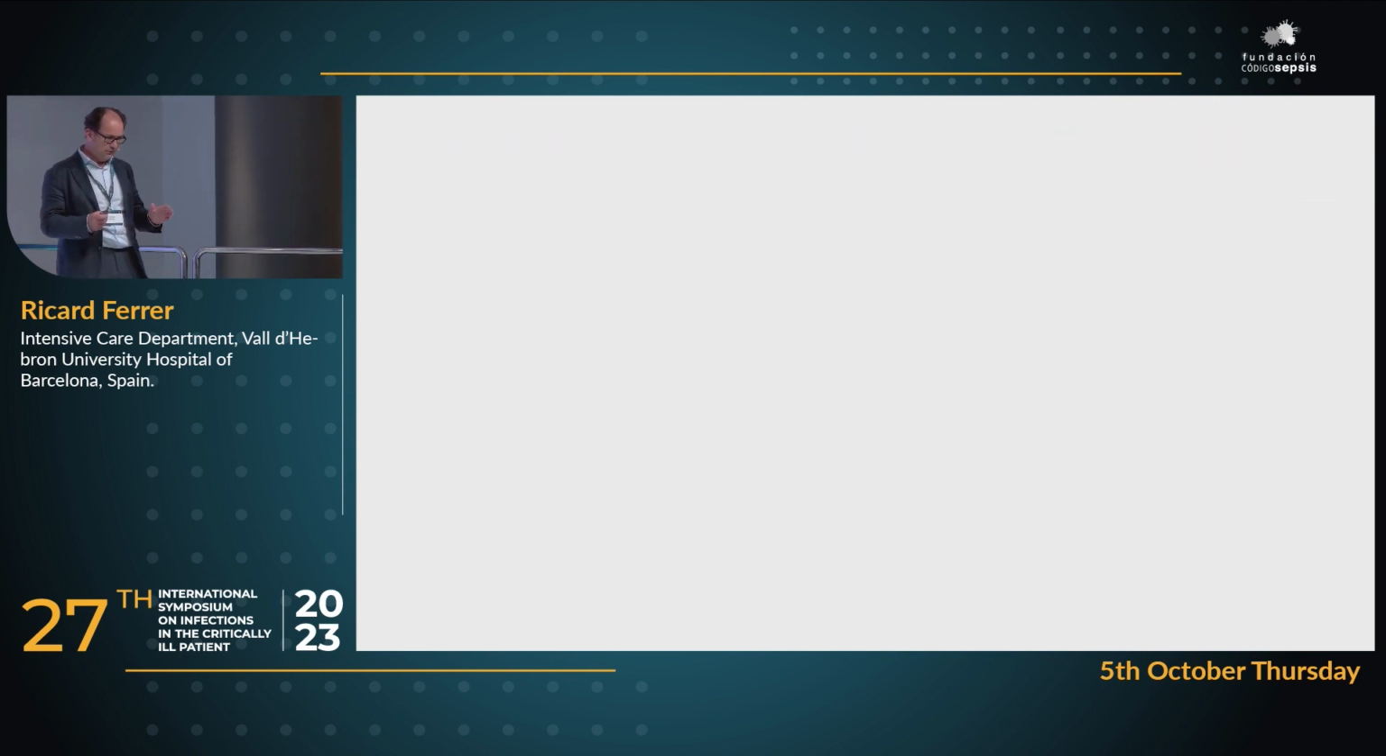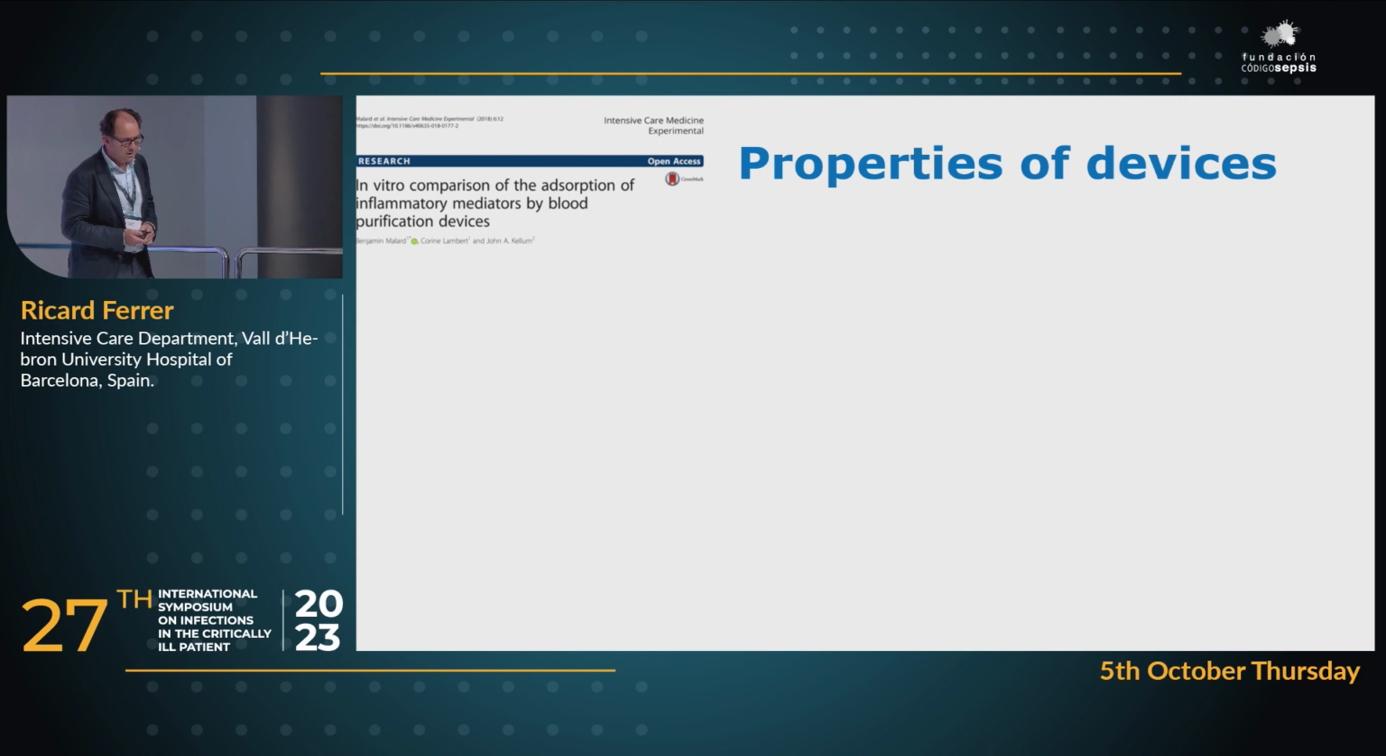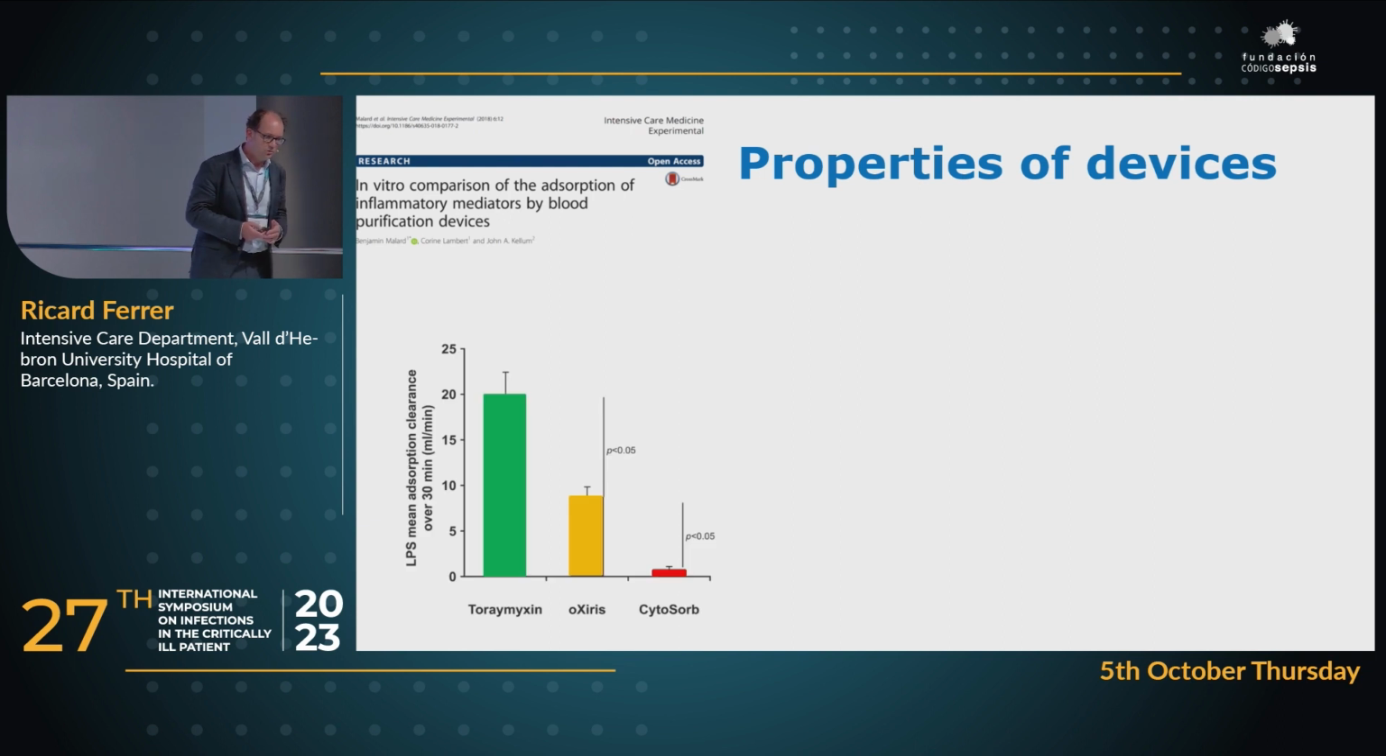So if we consider the classification in a different way, we are talking about those absorption therapies, specifically now those that are selective for endotoxin. Those devices have different properties, so they have the capacity to absorb different substances. Regarding endotoxin, Polymyxin has the capacity to absorb endotoxin selectively, and is the device that has the higher ability to remove from the circulation this specific PAMP coming from gram-negative infections. Oxiris is in the intermediate, and Cytosorb has little capacity to remove endotoxin.